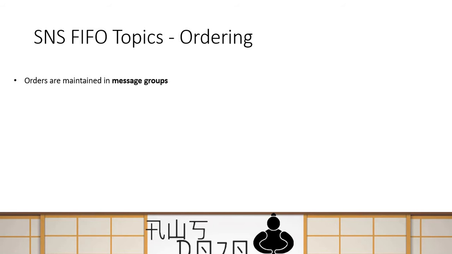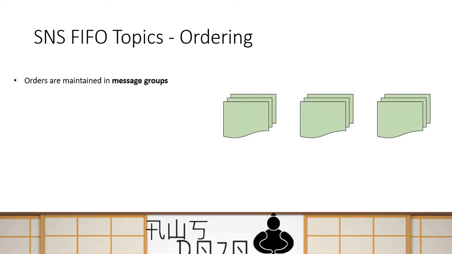Orders are maintained in a message group. When I talk about a message group, we're talking about a group of messages. It could be that you maintain only one message group. In that case, all the messages are part of one message group, which I'm publishing to the SNS topic, and these messages have to be in order. Messages published under one message group are always ordered based on the sequence they are published.